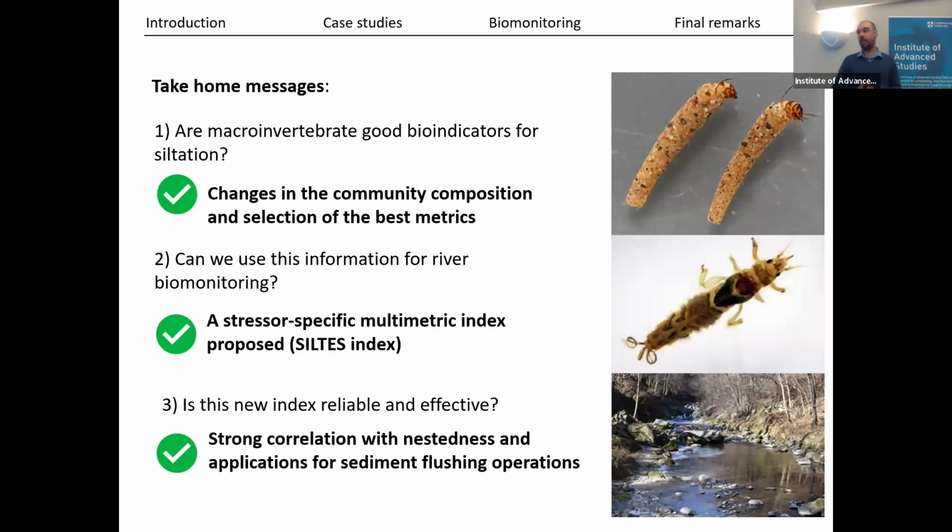To conclude, what are the take-home messages of this seminar? At first, benthic macroinvertebrates are excellent bioindicators, not only to assess the general ecological status of rivers, but especially for assessing the impacts of fine sediment, due to their strong relationship with the substrate and near-bed conditions. Also, when looking at the macroinvertebrate community, we can identify the most sensitive metrics, and we can use this information to improve our biomonitoring techniques.